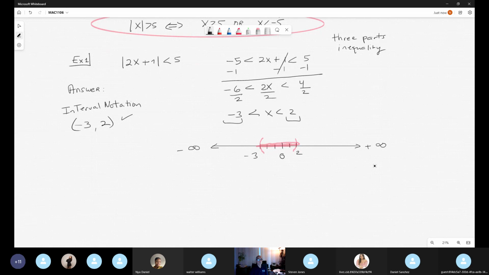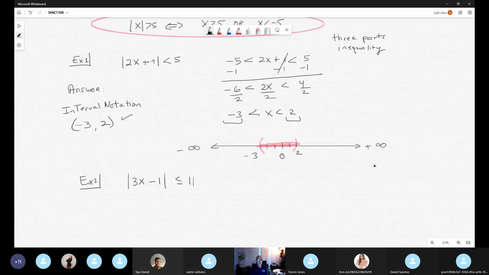Supposing in the example 2, do you understand now? More clear? Yes or no? No? No answer.